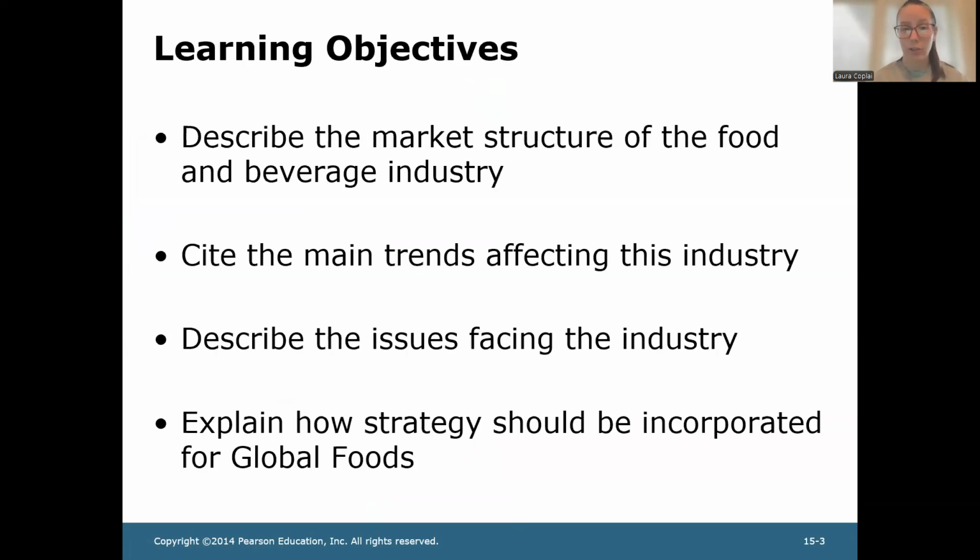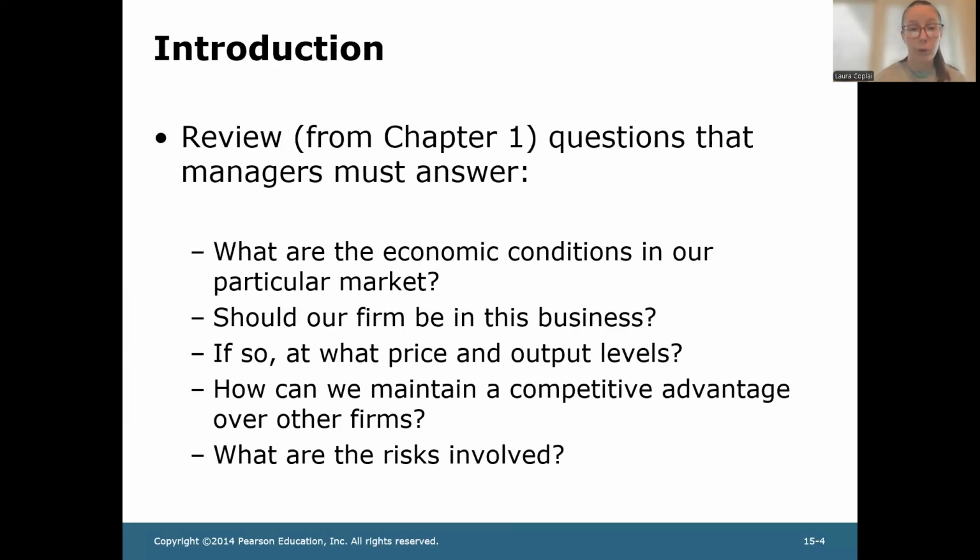into making an action. So, with this, we're going to describe the market structure of the food and beverage industry in this case, citing those main trends affecting this industry, describing the issues that the industry faces, and how those strategies should be incorporated for global foods.